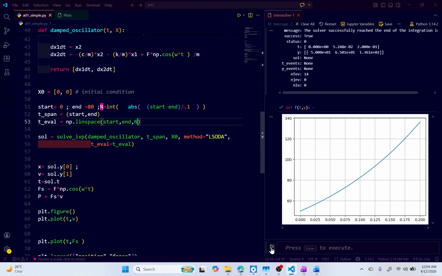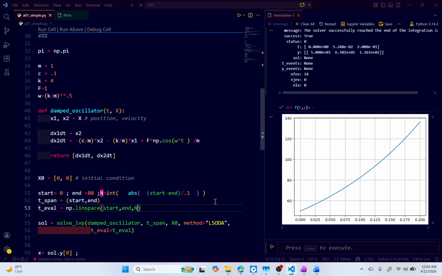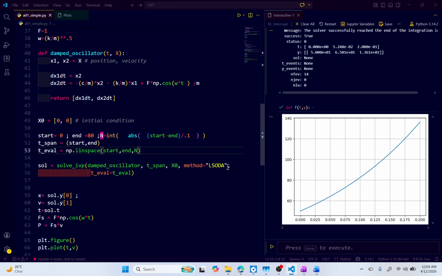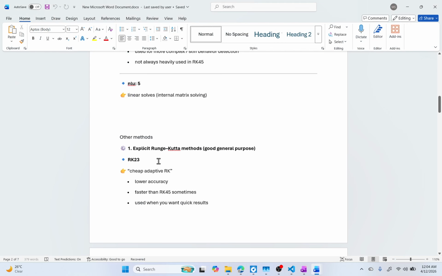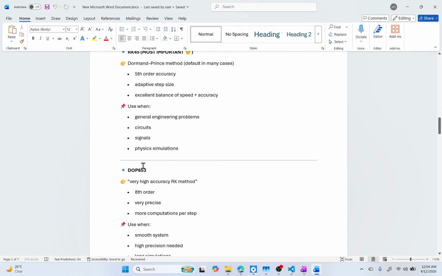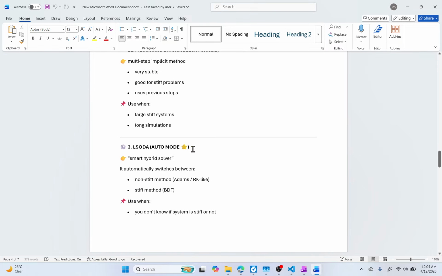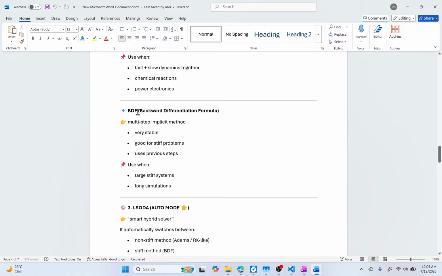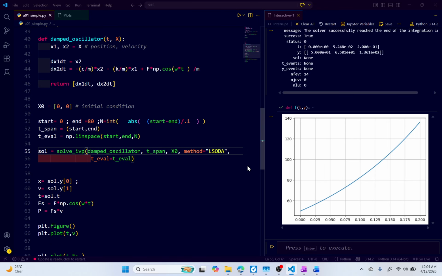Okay, let me show you one thing, that there are actually many methods. Previously we used RK45, and now I have used LSODA, and I also have other methods, right? RK23, RK45, Radau, LSODA, BDF. So you can use any of the methods you want for the basic level actually. So I'm using LSODA now, or you can use RK45 as well. The evaluation, all the things are the same.